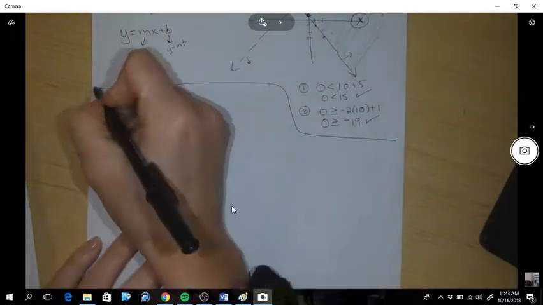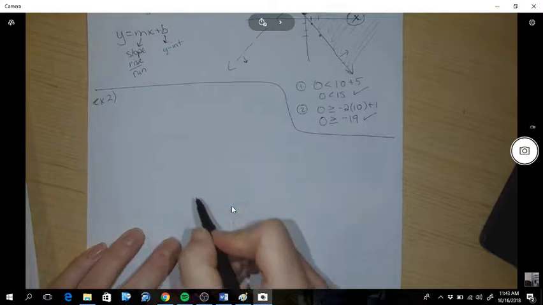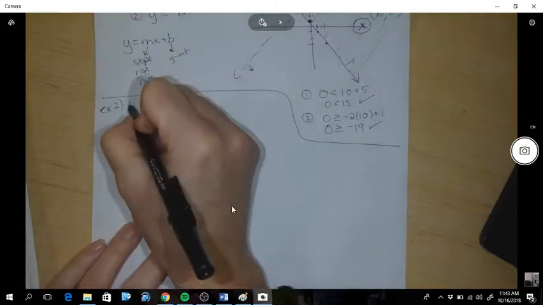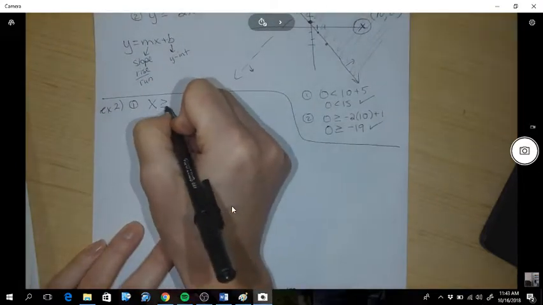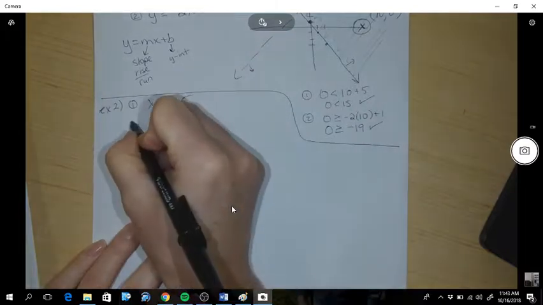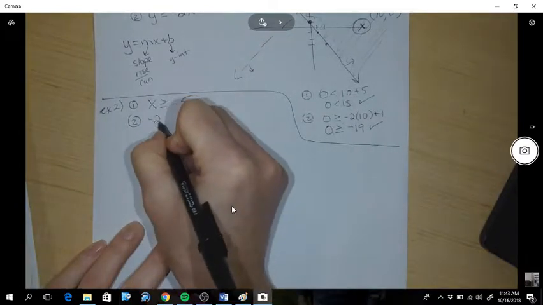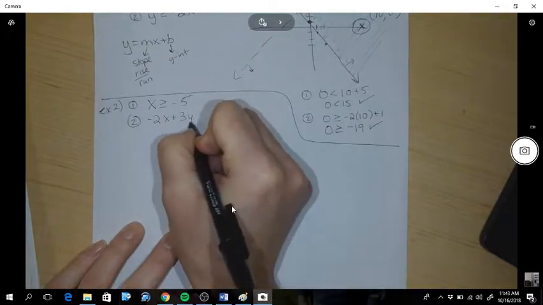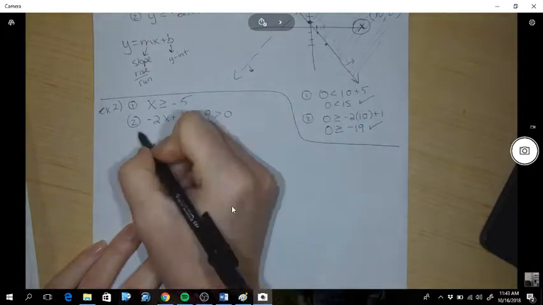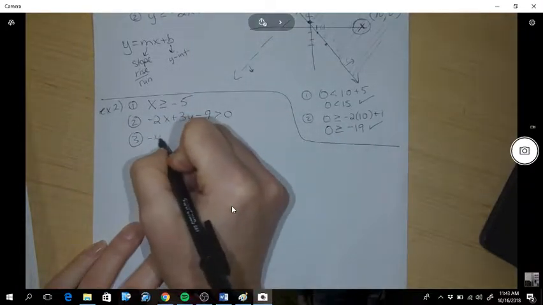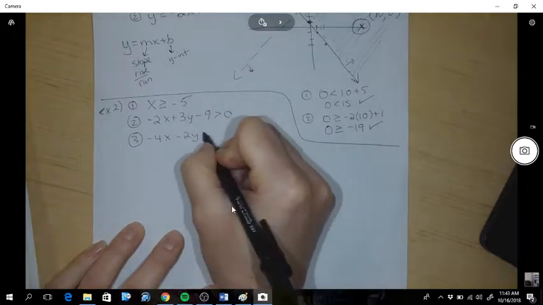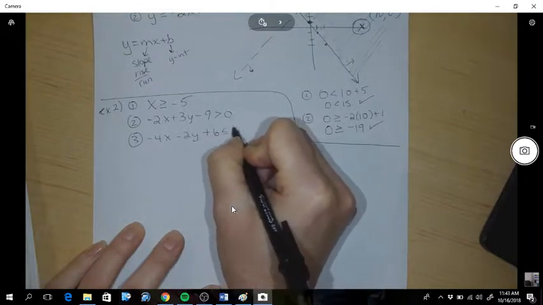Okay, example 2. I'm going to give you 3 inequalities. X is greater than or equal to negative 5. Negative 2x plus 3y minus 9 is greater than 0. Negative 4x minus 2y plus 6 is less than or equal to 0.